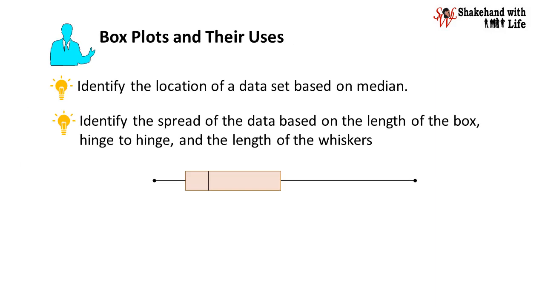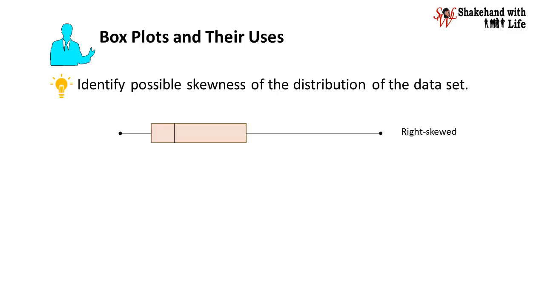The box plot is used to identify the spread of the data based on the length of the box, hinge to hinge, the interquartile range, and the length of the whiskers, the range of the data without extreme observations such as outliers or suspected outliers. The box plot is used to identify the possible skewness of the distribution of the dataset.